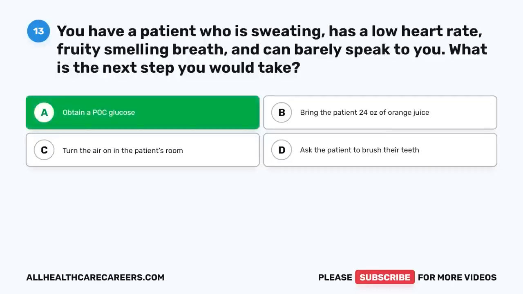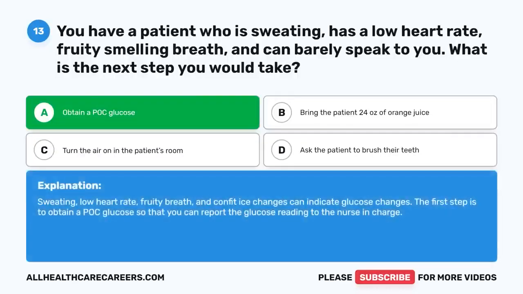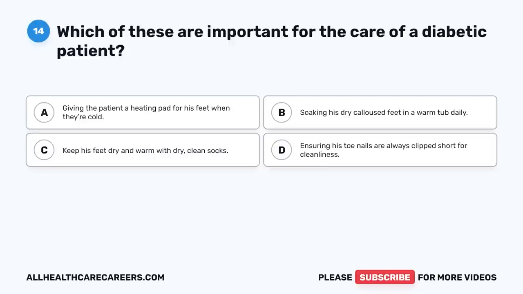Obtain a POC glucose. Sweating, low heart rate, fruity breath, and confusion or speech changes can indicate glucose changes. The first step is to obtain a POC glucose so that you can report the glucose reading to the nurse in charge. Question 14. Which of these are important for the care of a diabetic patient?